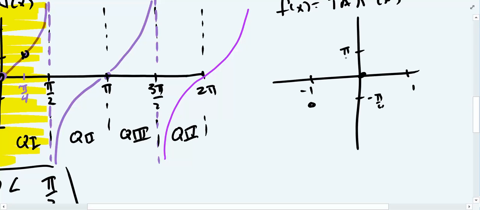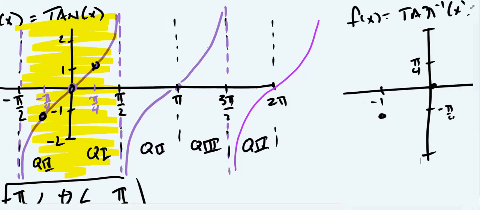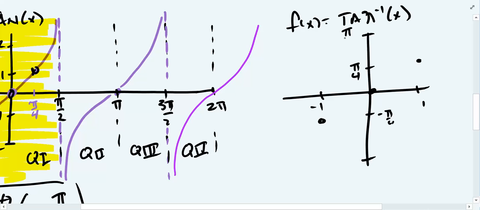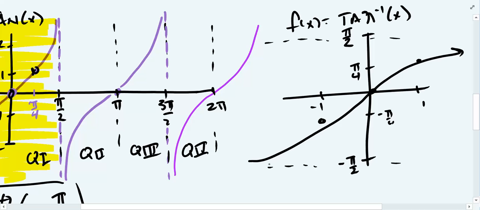But I would be bounded between negative pi over 2 and positive pi over 2. So here's pi over 2 up here. Here's negative pi over 2 down here. And there would be asymptotes here. So my graph would look like this. Okay? I just want you to see this graph. Alright? I'll come back in a second.